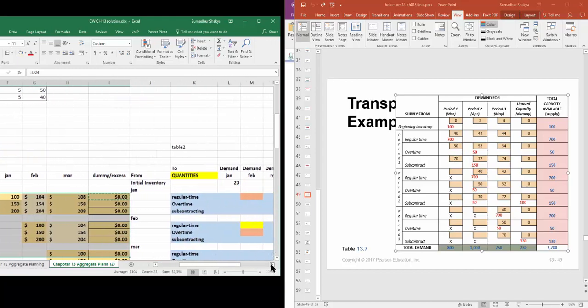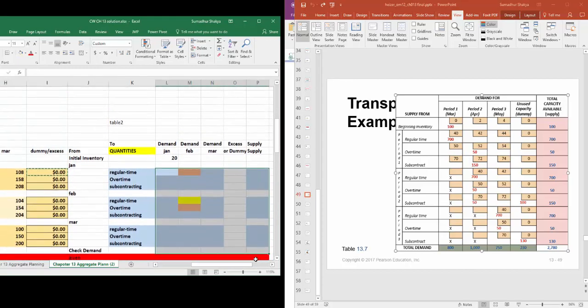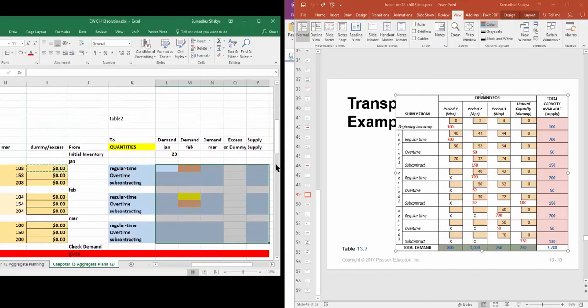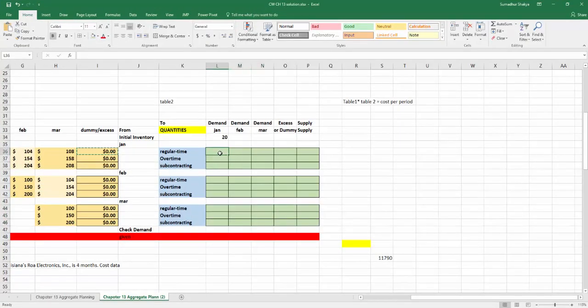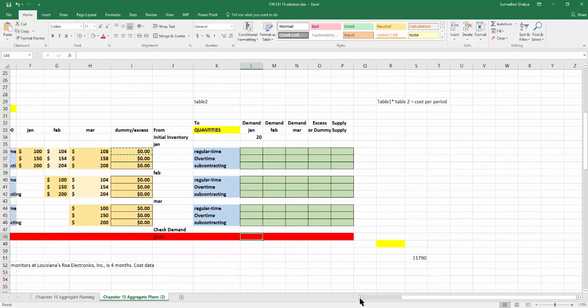Now the corresponding cells here, let me color them so then we can talk about them. Let's say the green ones. All these green cells refer to these blank spaces where we are supposed to allocate in the transportation table. Okay, so first things first, anything that we allocate should equal what is demanded.